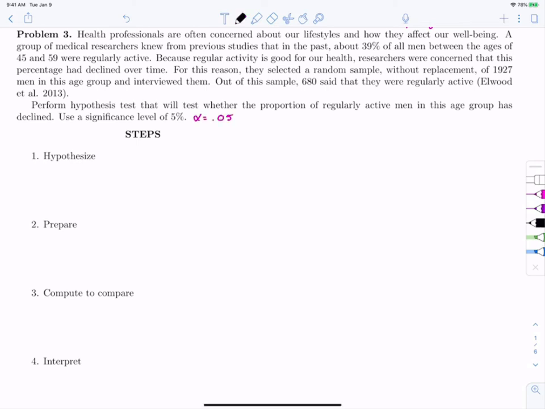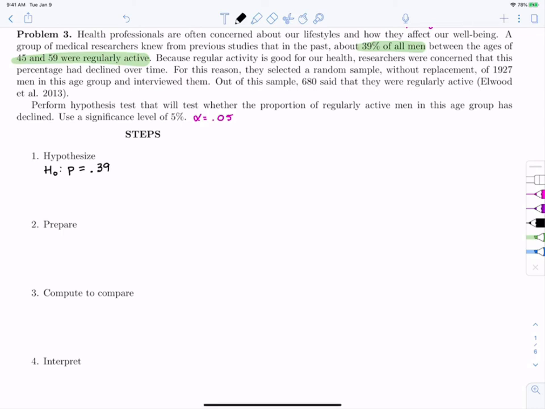Okay? So we need to start with our hypothesis. So remember, our null hypothesis H0 has to do with what we're assuming to be true. And so what we're assuming to be true is the information from those past studies, that 39% of all men between these ages are regularly active. So we're assuming that the proportion of men in this age group that's active is 39%.